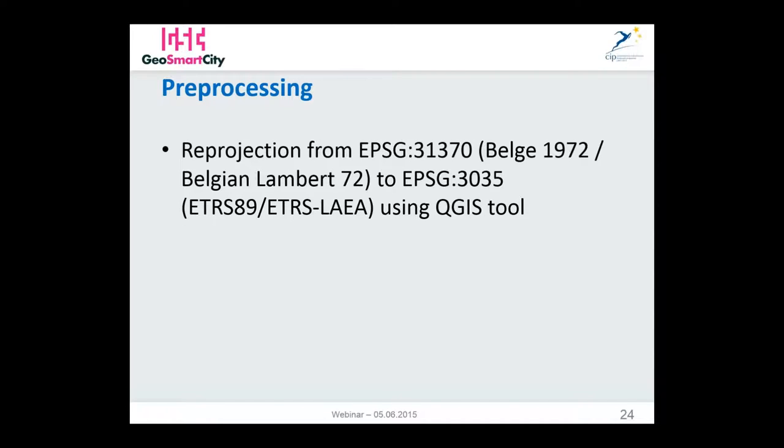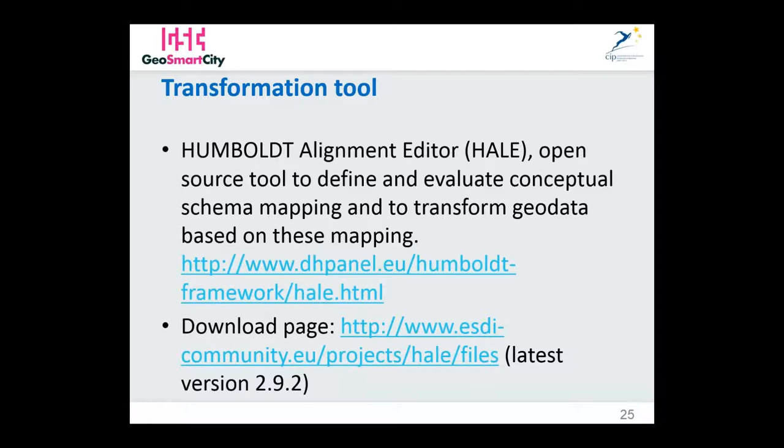So, as we already anticipated, a pre-processing phase was needed. We had to reproject from the Belgian Lambert 72 coordinate reference system, which is not allowed by the INSPIRE data specification, to EPSG 3035. We had to use a GIS tool, though the last version of HALE allows coordinate reference system transformation, because in this case the Belgian Lambert coordinate reference system is not allowed by HALE.